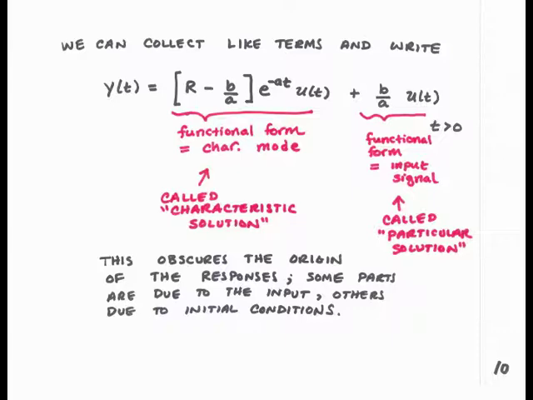The problem with this way of writing the response is it obscures the contributions of the individual terms, that is, what the input caused and what the initial condition caused. So in general, we will not refer to the characteristic and particular solutions, and instead talk about the zero input solution and the zero state solution.